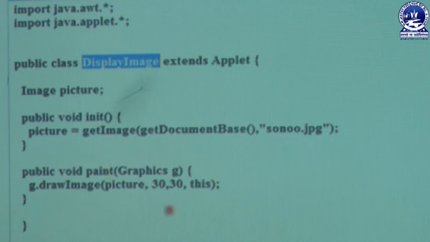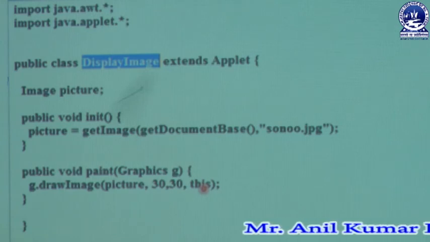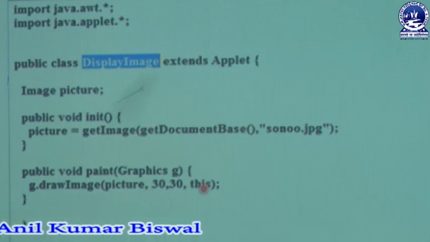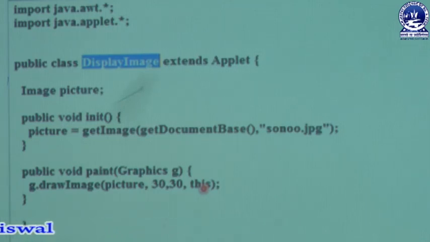Then it can be displayed at the location 30, 30, and this refers to the calling class object, named DisplayImage. That means a reference to itself through this object, and through that object we can easily point to the current location of that program. In this way we can easily add an image in our Java program without any problem. And this drawImage also belongs to the AWT package.